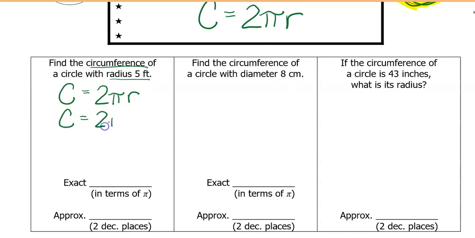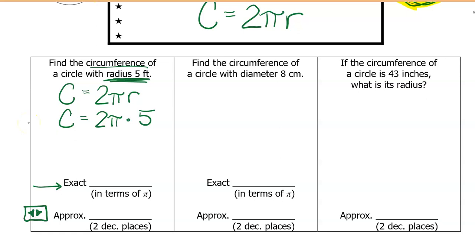In this case, that's 2 pi times a radius of 5. If you have those blue and white calculators, it's going to give you the exact answer pretty much any time it possibly can. And then your toggle button is going to take care of the rest.